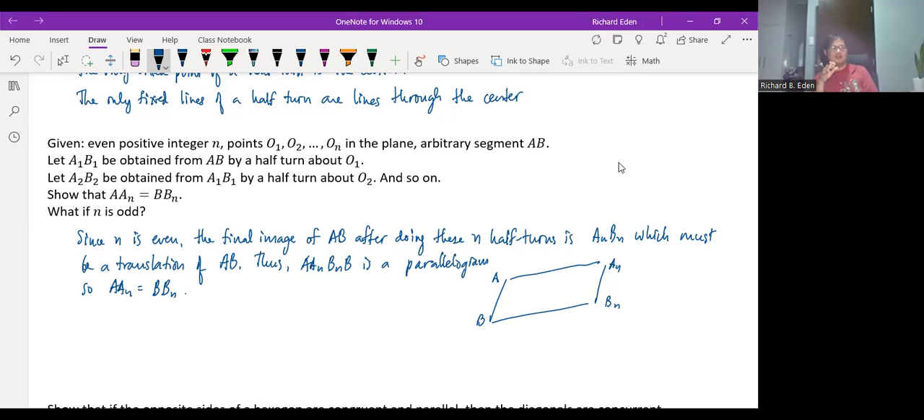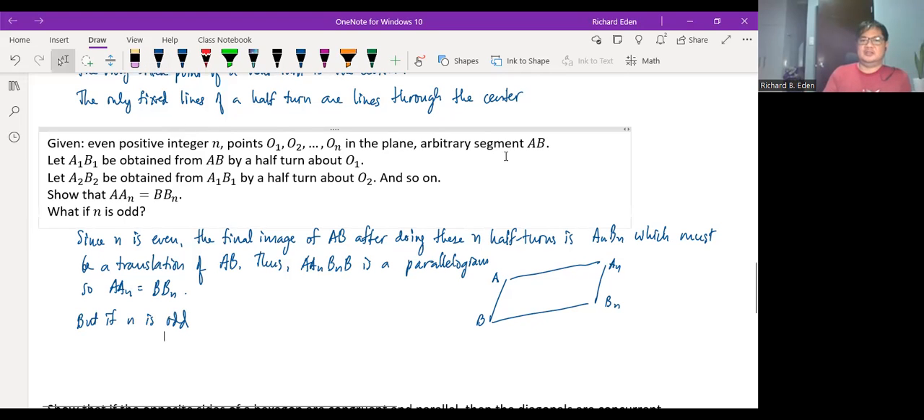But now the follow-up, what if n is odd? Nothing changes. Wait. But when you perform an odd number of half turns, what's the result? A half turn. A half turn.